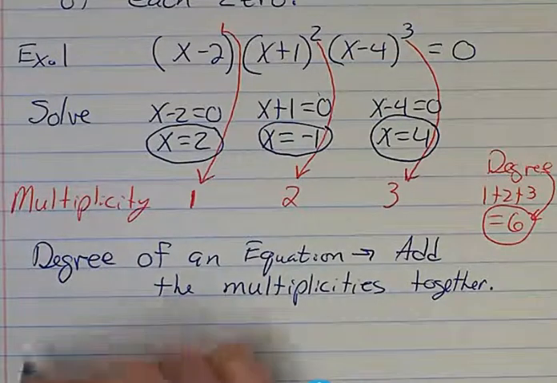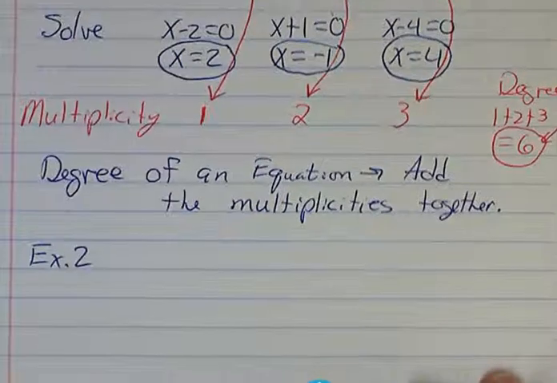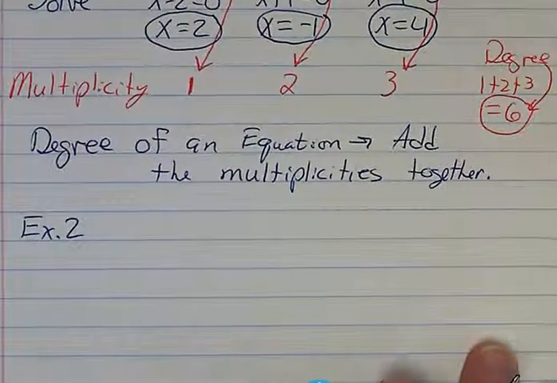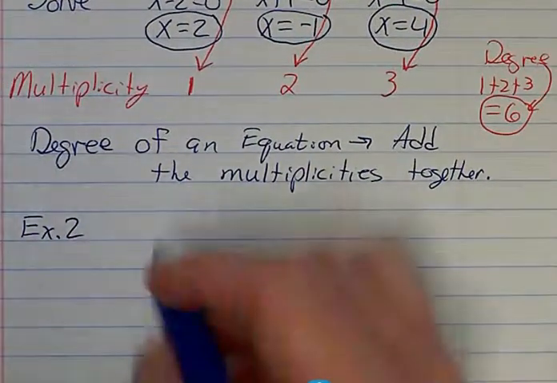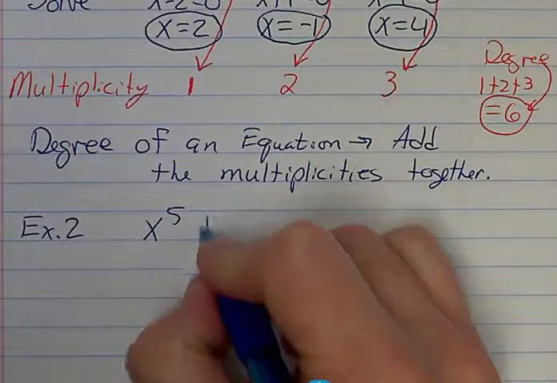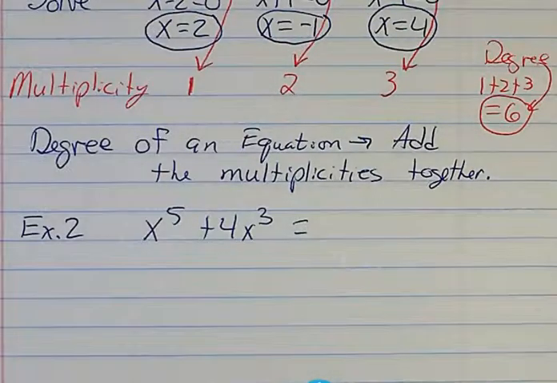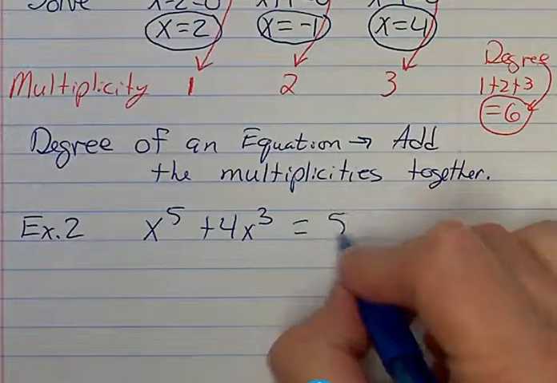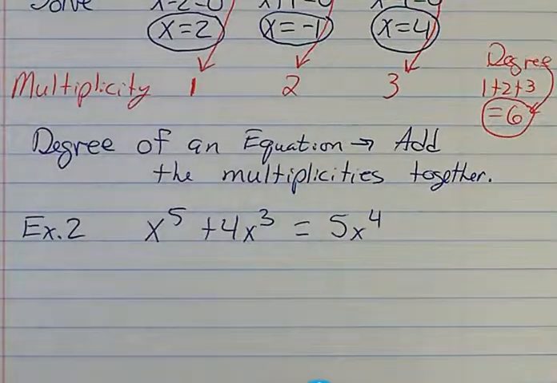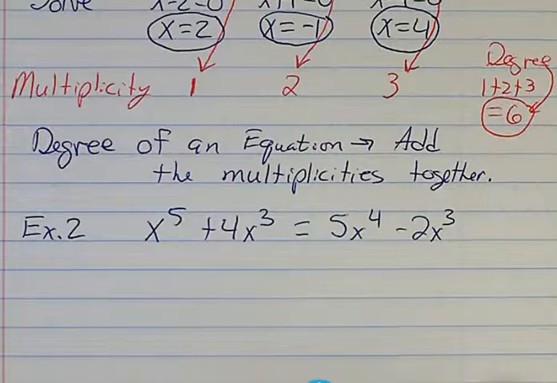Okay, example 2. Here's one where it's not in factored form. And this will be a good one to watch because it's a little different setup than a lot of things we've done the last few days. So let's go x to the 5th plus 4x to the 3rd equals 5x to the 4th minus 2x to the 3rd.